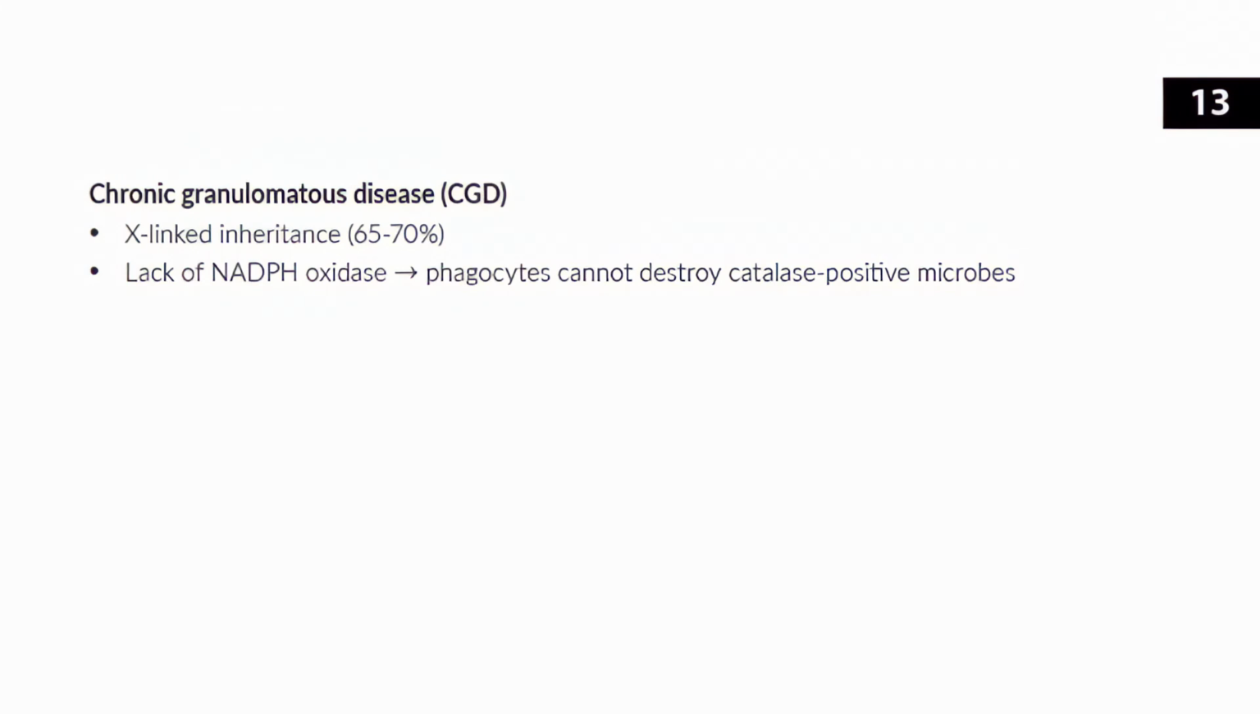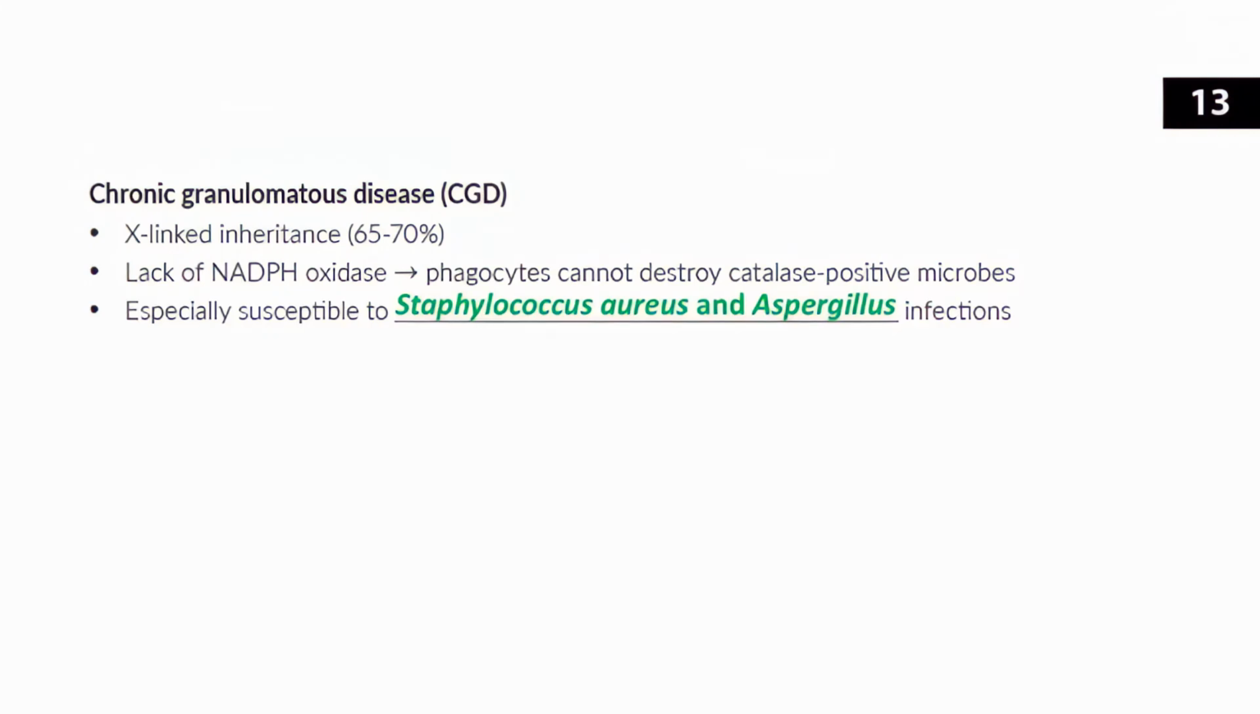Phagocytes are supposed to engulf the pathogen and debris and then destroy them, but because they lack NADPH oxidase, the phagocytes can't generate free radicals, so they can't kill microbes that are catalase positive. That means that these patients are especially susceptible to infections with Staph aureus and Aspergillus. So, make sure you know that the enzyme that's deficient is NADPH oxidase, and that there are two pathogens, Staph aureus and Aspergillus. Then, to treat chronic granulomatous disease, we give prophylactic Bactrim and prophylactic itraconazole.